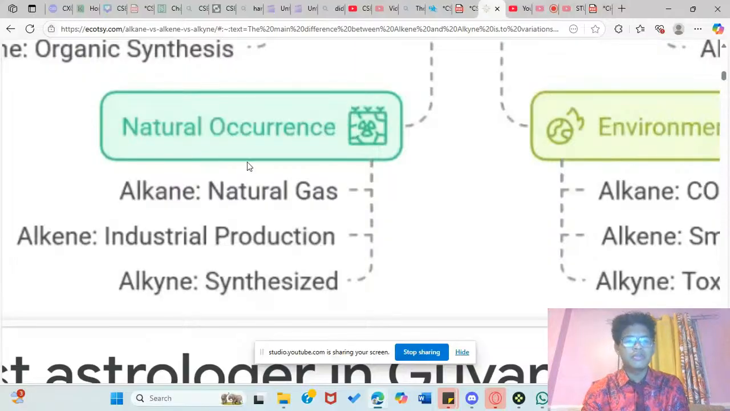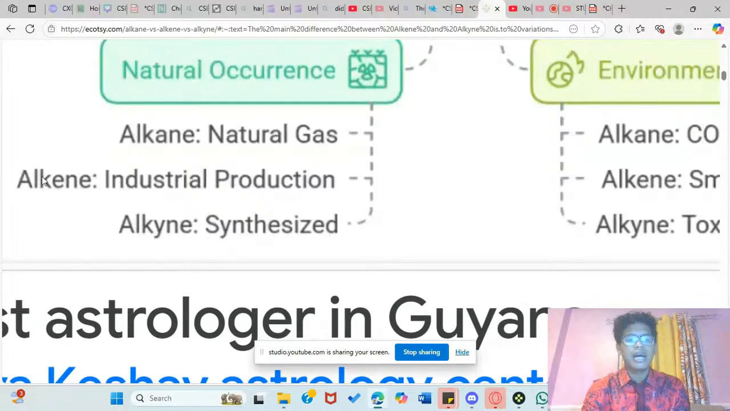So from the production of alkane, we have natural gas; alkene comes from industrial production, and alkyne is synthesized. From alkane, we have the production of natural gas, or CFCs, which are chlorofluorocarbons, which we use in our houses, such as in sprays and whatnot.